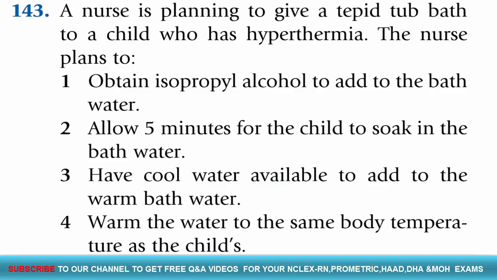143. A nurse is planning to give a tepid tub bath to a child who has hypothermia. The nurse plans to: 1. Obtain isopropyl alcohol to add to the bath water. 2. Allow 5 minutes for the child to soak in the bath water. 3. Have cool water available to add to the warm bath water. 4. Warm the water to the same body temperature as the child's.